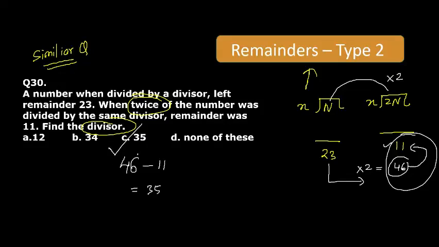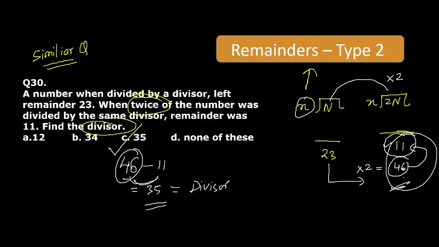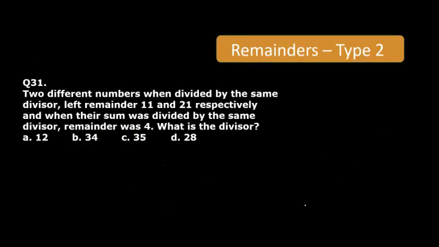Why are we not getting 46 as a remainder? Because the divisor must be less than it. So just subtract this 11 from it, you will get your divisor. So you were dividing by 35, then how can your remainder be 46? You will further divide it, then your remainder would be 11. I hope it is clear, right? Tell me one more. Next question is also similar. Try to do this.